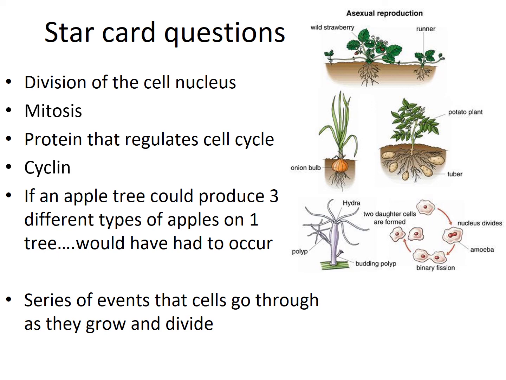Cyclins. So if an apple tree can produce 3 different types of apple on one tree, what happened? Grafting, right? Because we had to connect it to another tree. The series of events that cells go through as they grow and divide: the cell cycle. If you knew these STAAR questions, then you're doing pretty well. If you did not, that means you need to go back and study, okay? All right.